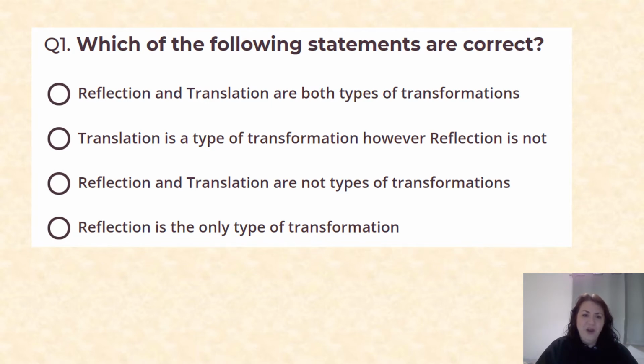Okay, hopefully you said that the top one is correct. They are both types of transformations. Remember, transformation is anything you do with a shape on a grid, whether that's flip it, move it, rotate it. We haven't mentioned rotating, but that's another type of transformation as well.